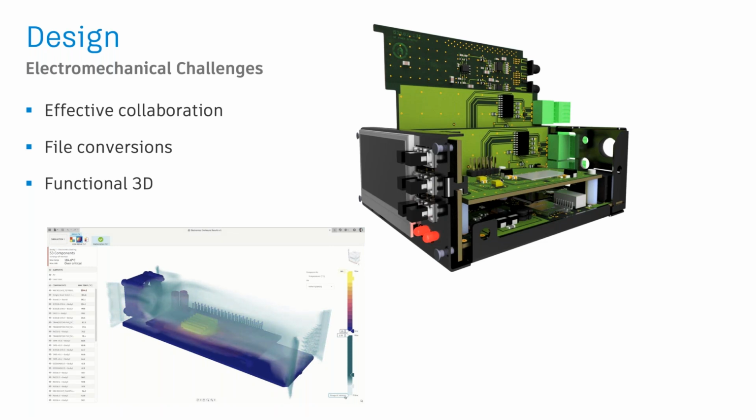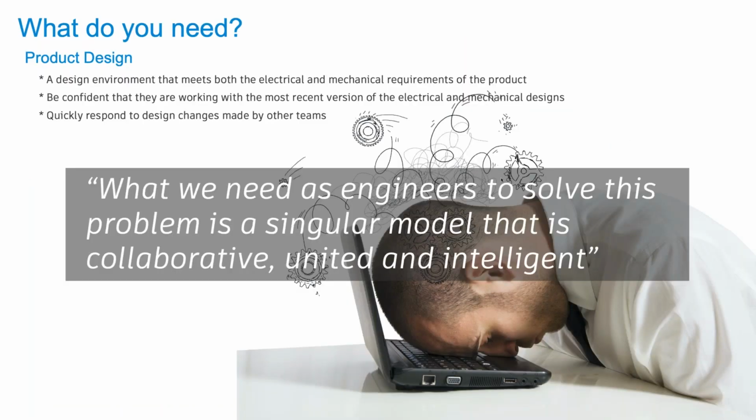So what do we actually need for a product design? We need a design environment that meets both the electrical and the mechanical requirements of the product. We need to be confident that we're always working with the most recent electrical and mechanical design changes. And number three, last and most important, is to quickly respond to changes in the design by other members of the team. So what does all this boil down to?